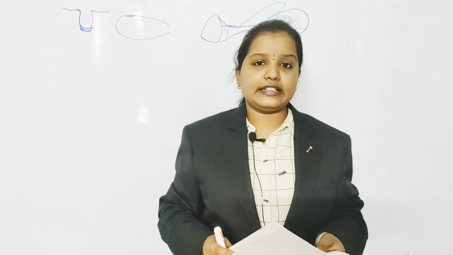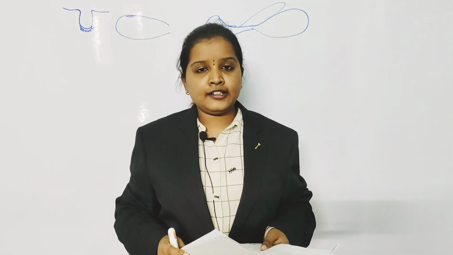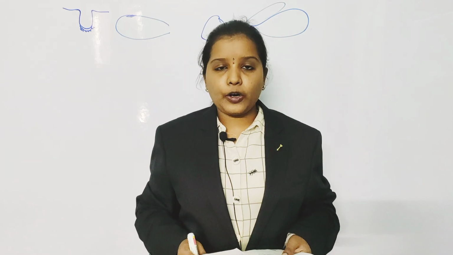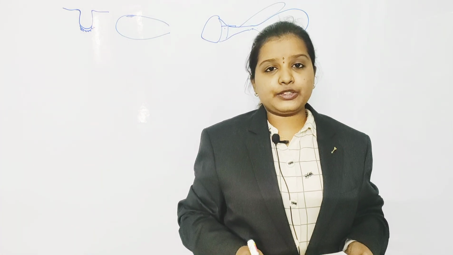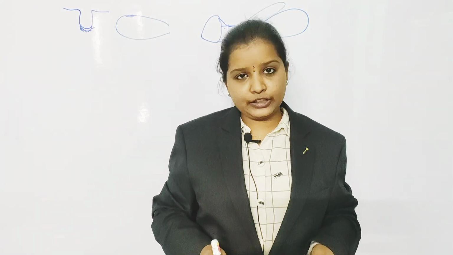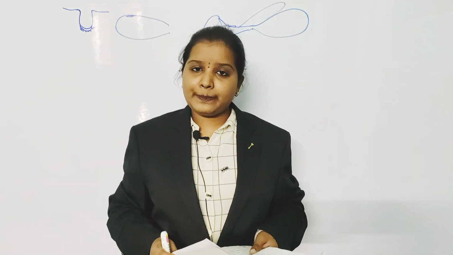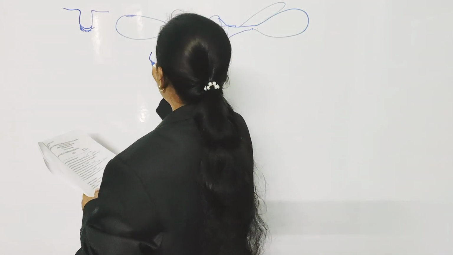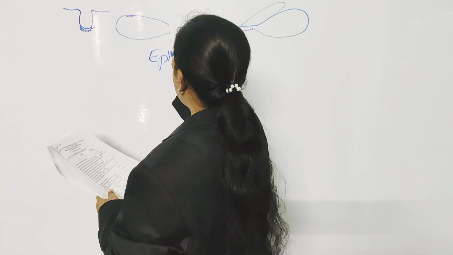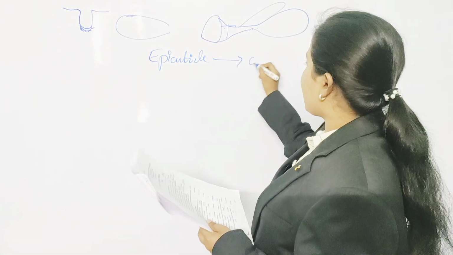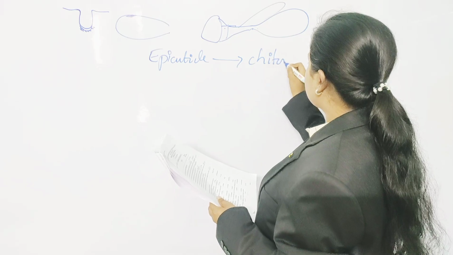Chitin is absent in. Chitin is absent in insect epicuticle. The insect body wall is divided into 3 regions: epicuticle, exocuticle and endocuticle. In case of epicuticle, the chitin is absent.